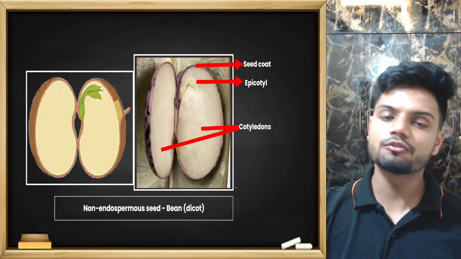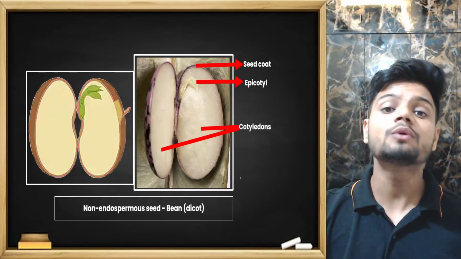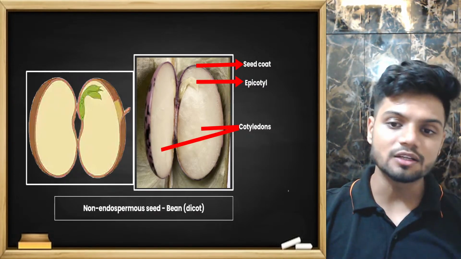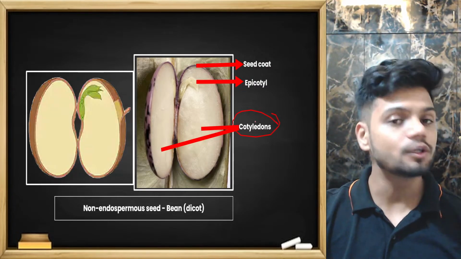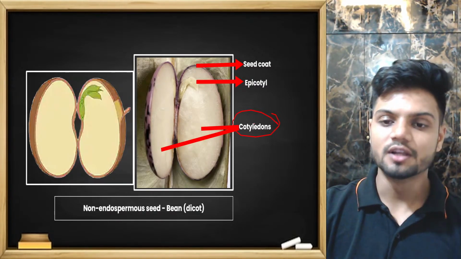Now students, all of you like rajma. All of you like rajma chawal. In rajma chawal, what are you eating there? You're not eating the plumule or radicle. You're actually eating the cotyledon. You're not eating the endosperm. Why? Because the endosperm is consumed. Right? So you're eating the cotyledon.